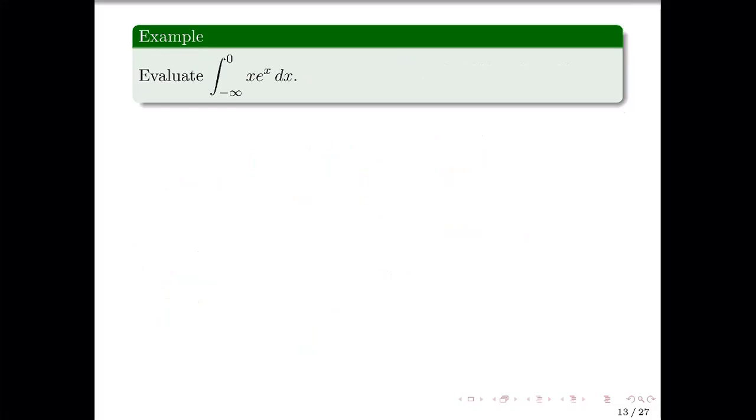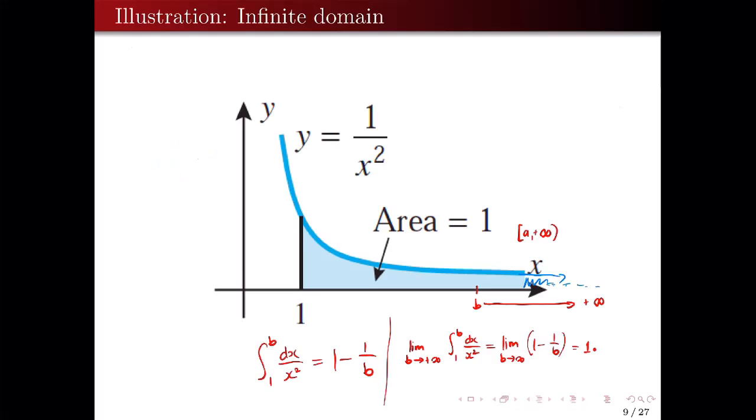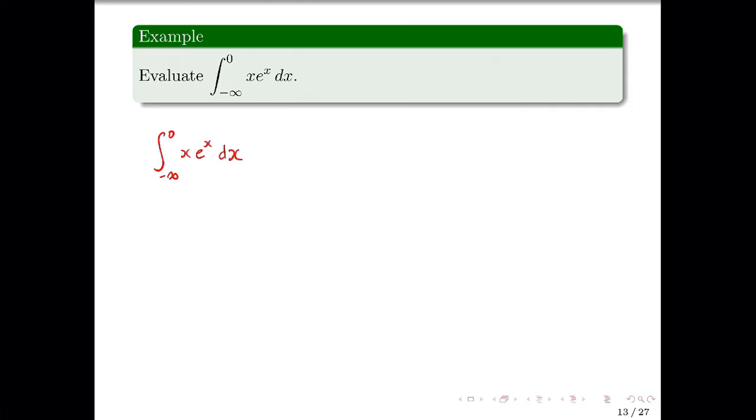Next, let us look at this. The integral from negative infinity to 0 of x e to the x dx. Again, we start with the definition. So let's write the problem here. By definition, this is equal to the limit as t goes to negative infinity of the integral from t to 0 of x e to the x dx.